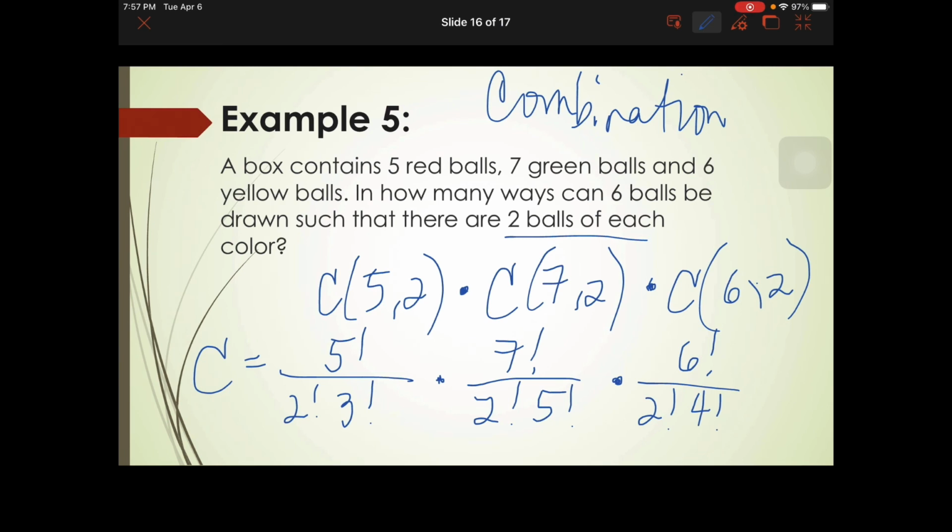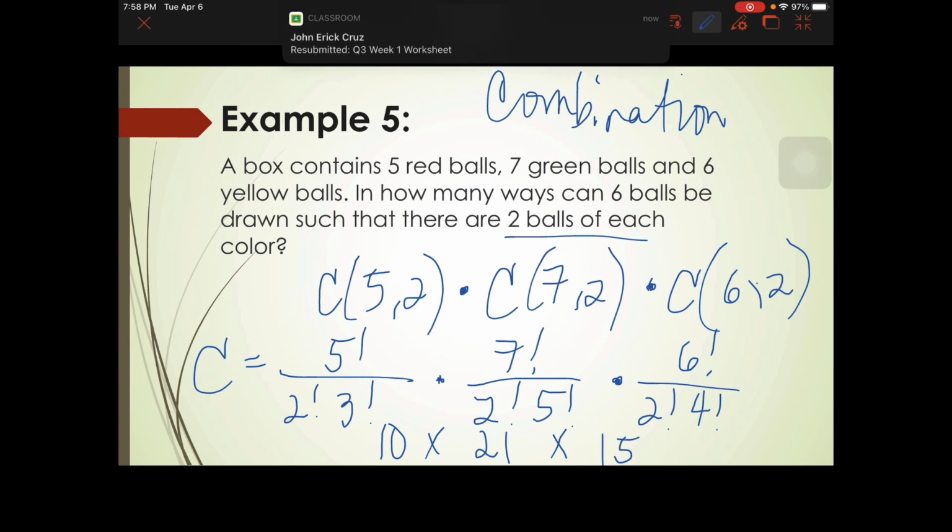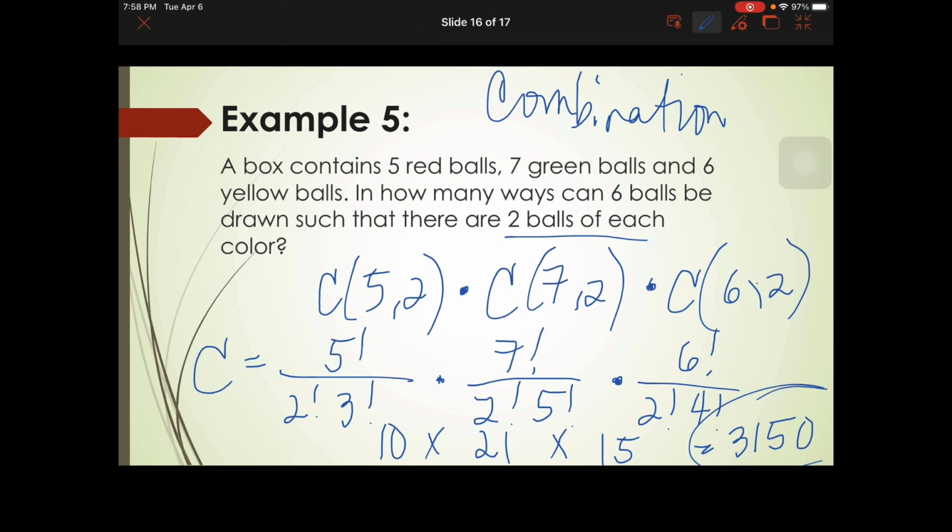So, ang mangyayari po dito, mga anak, meron tayong, ito yung magiging 10. Ito naman ay magiging 21. And then, yung last part, you're gonna have 15. So, that's 10 times 21 times 15. A total of 3,150 ways on picking your 6 balls.